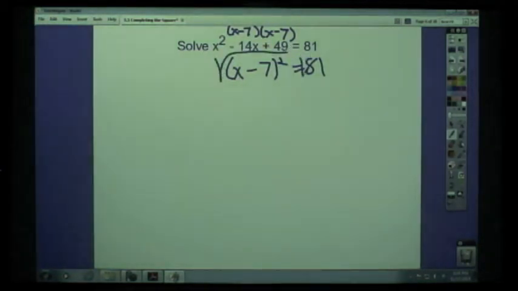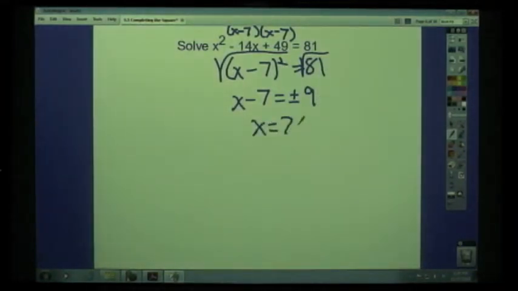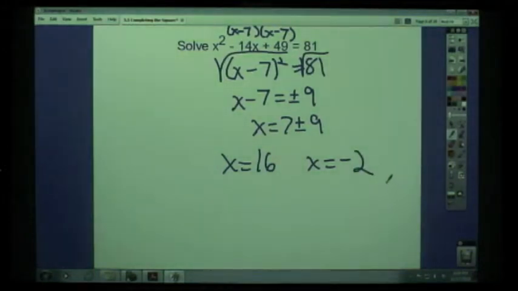So then I can take the square root of both sides, get x minus 7 equal to plus or minus the square root of 81, which is 9. So then I add my 7 over. That's going to be 7 plus or minus 9. What's 7 plus 9? Well, it's 16. What's 7 minus 9? -2. So there's my two answers.